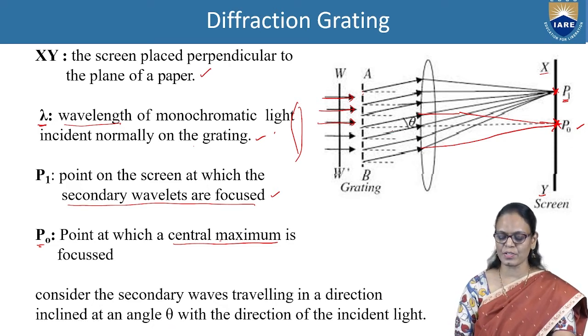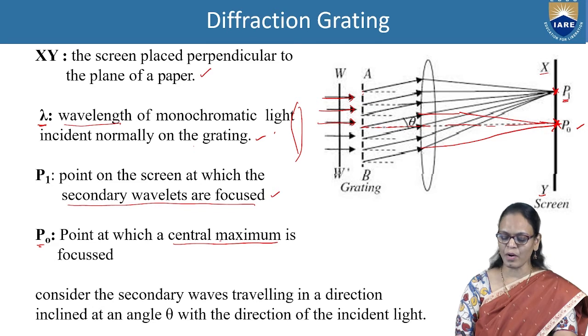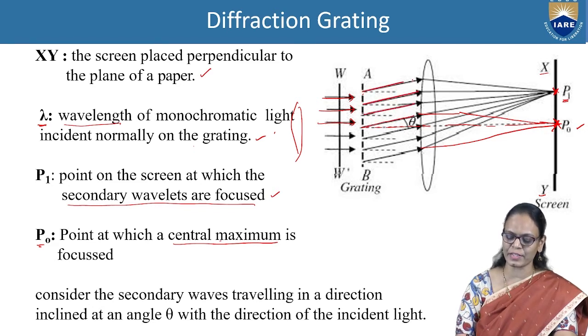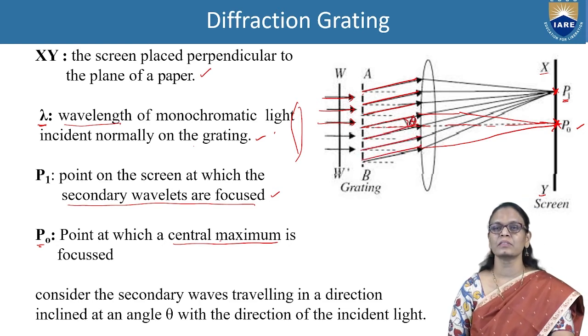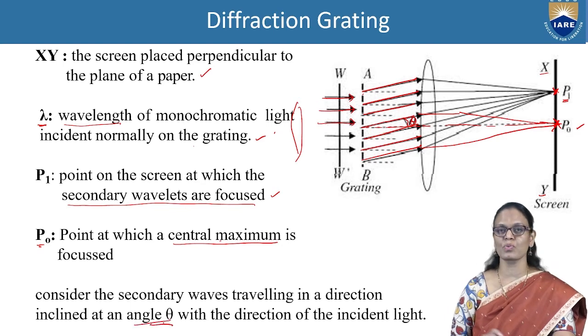So if this is the direction in which the ray is traveling, the original direction, now let us consider all the waves that are making an angle theta. So we are going to consider all these rays diffracting at an angle theta. So we are considering those rays.